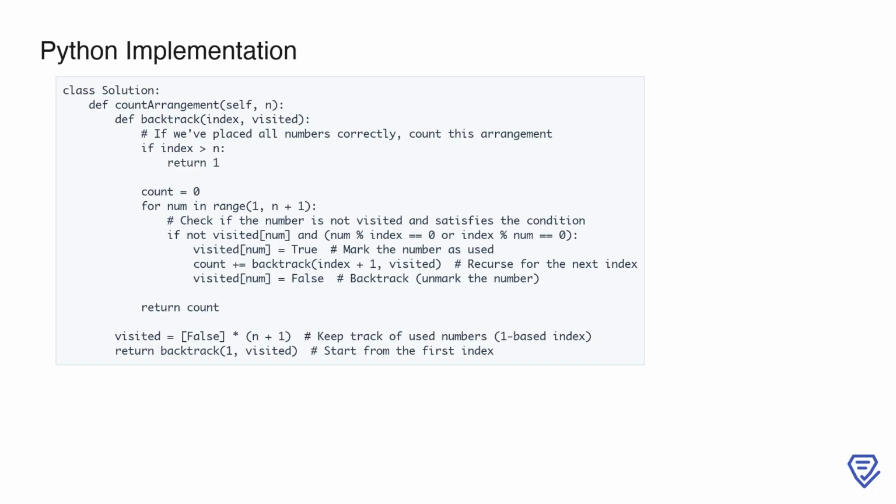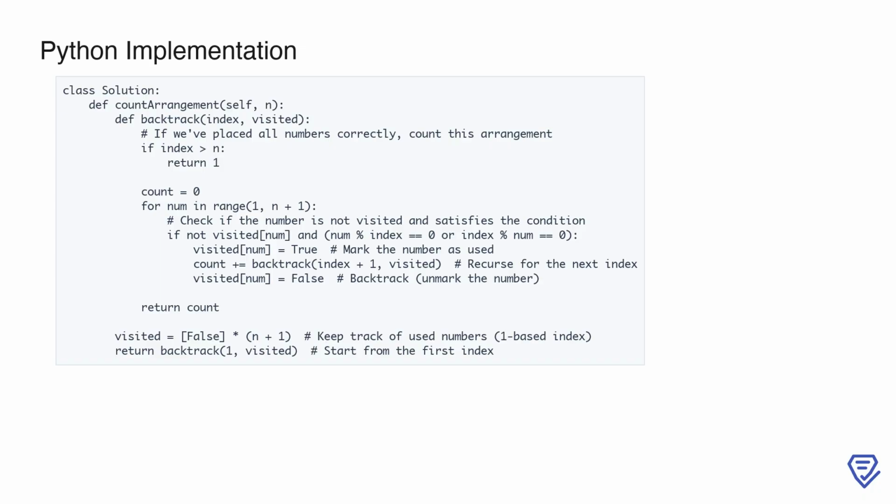If index exceeds n, this means all positions have been filled, so we return 1 to count this valid arrangement. Within the recursive function, we iterate through all numbers from 1 to n. For each number, we check if it satisfies the condition: either the number is divisible by the current index or the index is divisible by the number, and if it hasn't already been used. If both conditions are met, we mark the number as used by setting visited[number] to true, recursively call backtrack for the next index, and then backtrack by unmarking the number: visited[number] equals false.